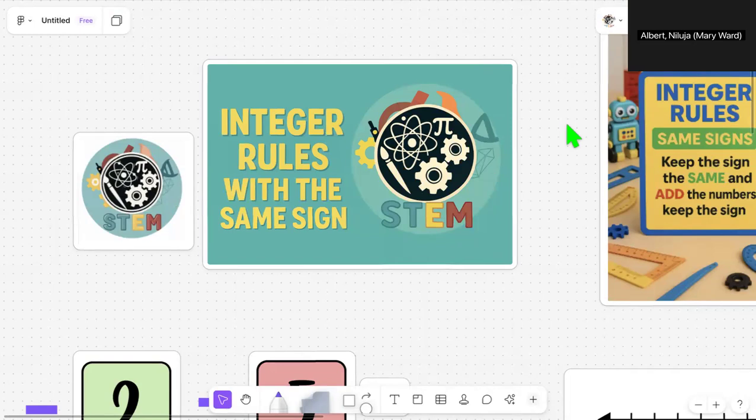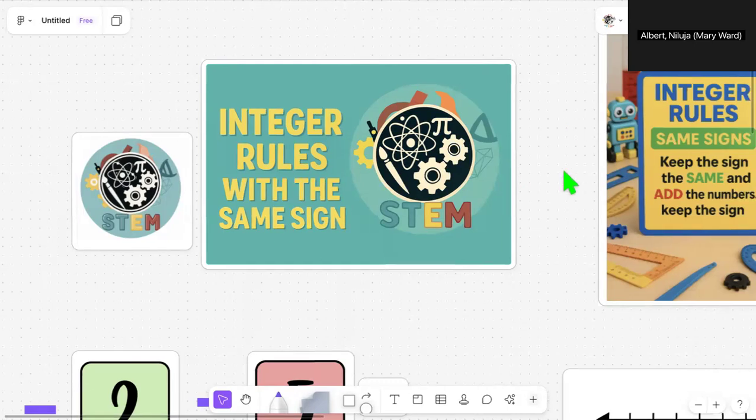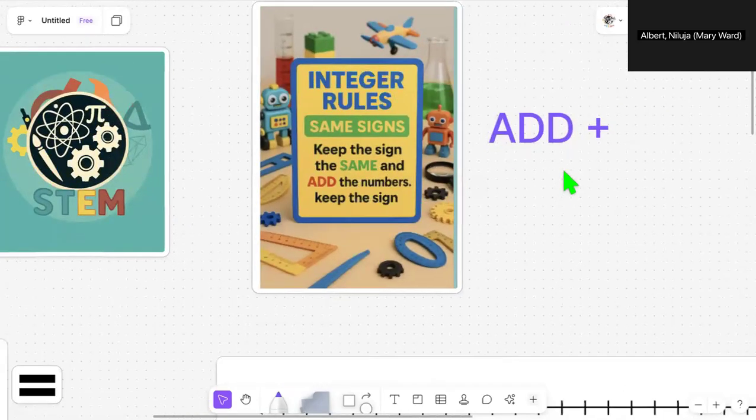Hello, everyone. The purpose of today's lesson will be to explore how to combine positive and negative numbers with the same sign. And by positive and negative numbers, I am referring to integer rules. So today we are only going to be exploring one rule, integer rules with the same sign.